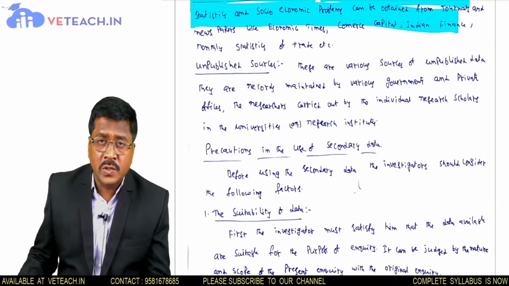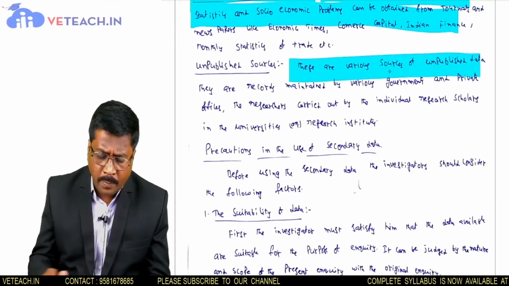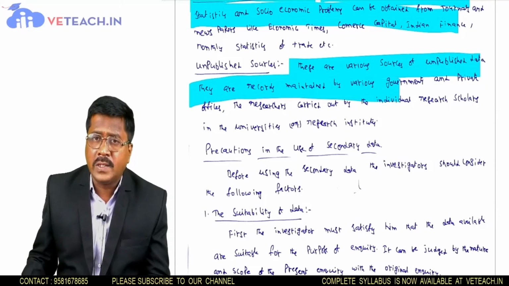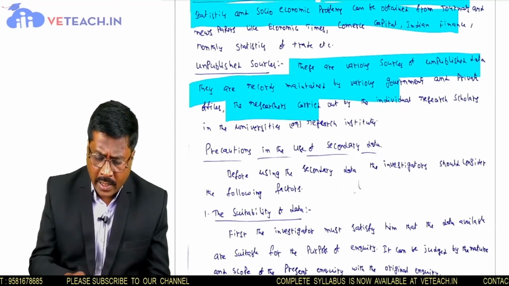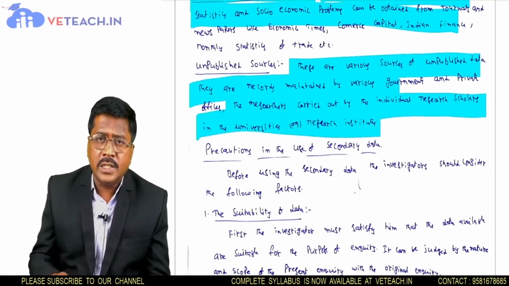Next, unpublished sources are also there. These are various sources of unpublished data. These records are maintained by the various governments of India and the state governments. The research is carried out by individual research scholars in universities or research institutes.